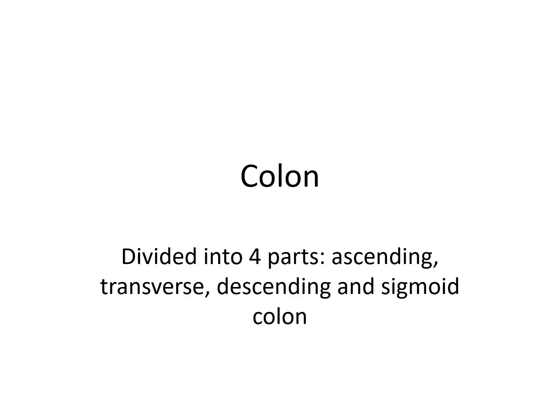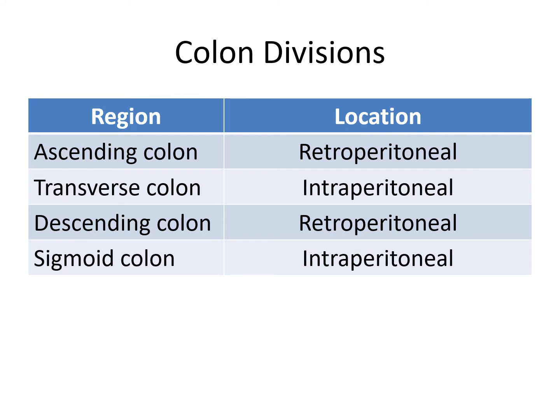Okay, so as you mentioned, the colon is divided into four parts: ascending, transverse, descending, and sigmoid colon. So here I made a brief table demonstrating that even within a single structure of the digestive system, it may be intraperitoneal within the peritoneal cavity, or it may be outside of it and be retroperitoneal. The ascending colon is retroperitoneal, the transverse colon is intraperitoneal, the descending colon is back again retroperitoneal, and finally the sigmoid colon is back to intraperitoneal. So it kind of alternates.